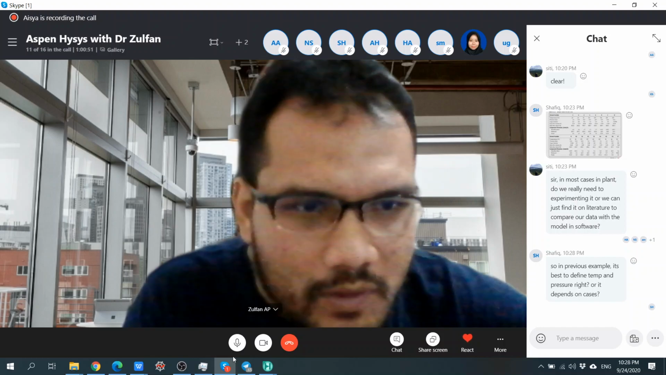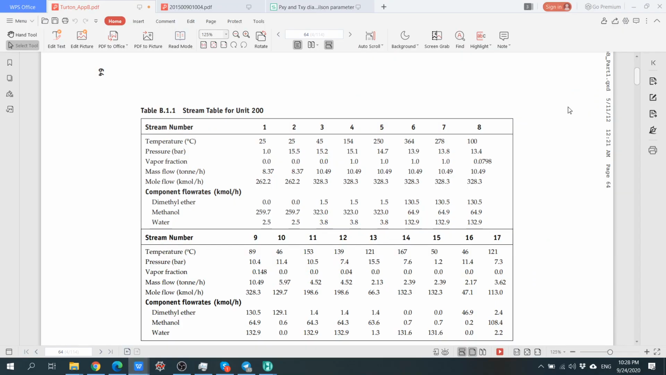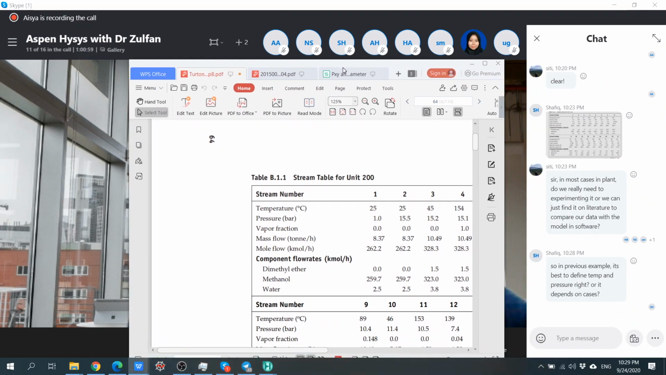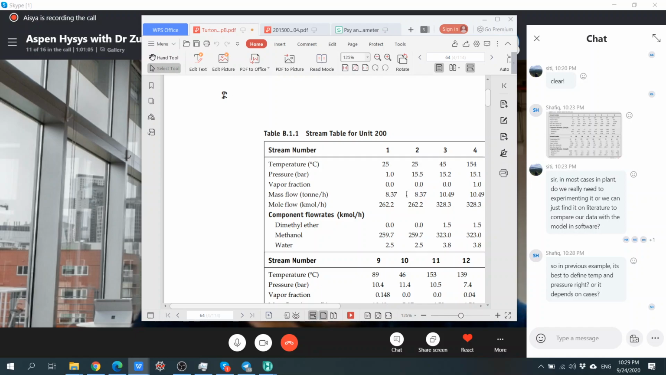Is it best to define temperature, or does it depend on the case? Why does it depend on the case? In this case, it has these three pieces of information. Your operator comes to you, sir, I have measured this: temperature is 25 degrees C, pressure is 1 bar, and the vapor fraction is 0. It says it's all fully liquid, right? And now your task is to put these three pieces of information into the simulation software.